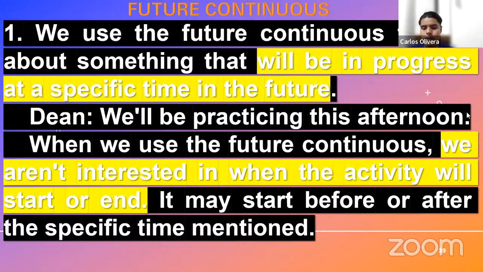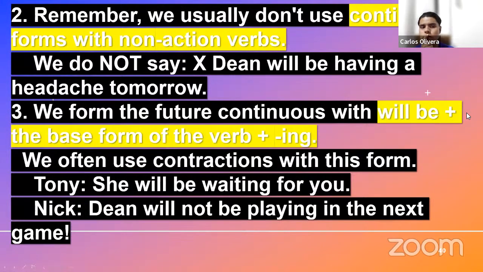Let me change this slide, and then we're going to also, of course, write it down on the document. So what else? For example, look at point number 2. Remember that we usually don't use continuous forms with non-action verbs, okay? That is very interesting, non-action verbs. For example, we do not say, Dean will be having a headache tomorrow. That is something that we don't normally do. That is to say, we don't use this structure of future continuous to talk about things with a verb to be. Dean will be having a headache tomorrow. It's not something that we usually say.